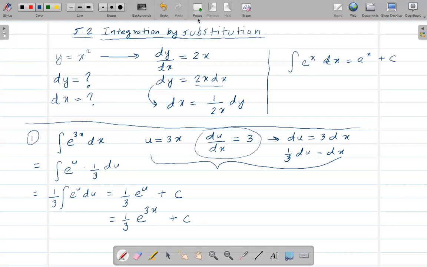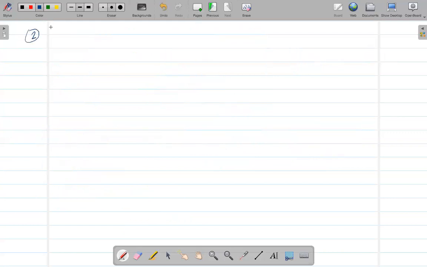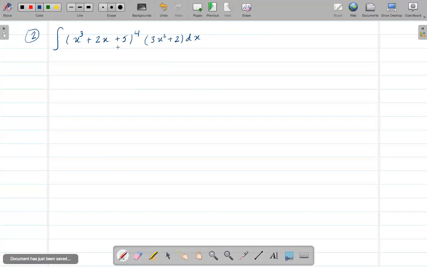Okay, similarly, let's do another one. Let's say the integral of x to the power 3 plus 2x plus 5, to the power 4, times 3x squared plus 2, dx, right? Now here, again, we need to find the integration of this whole thing. We have this big equation, and it looks complex. If you just look at this equation, it looks hard, right?